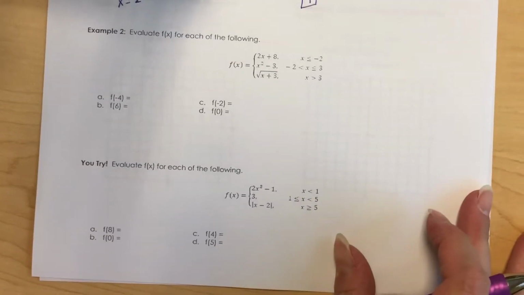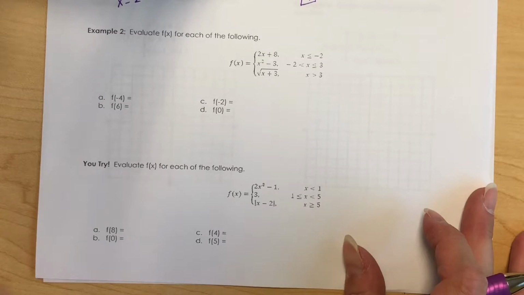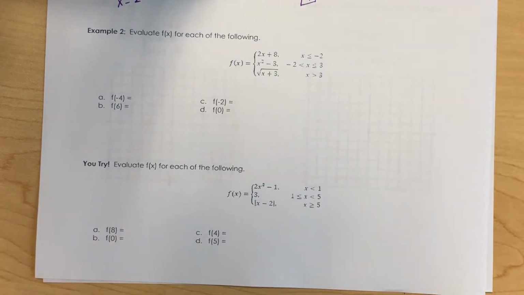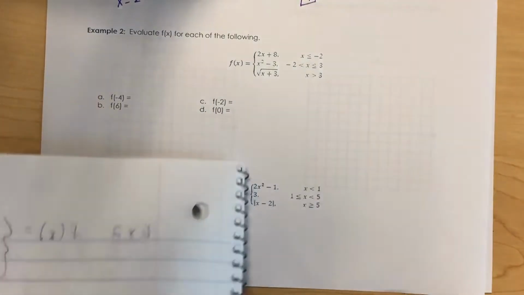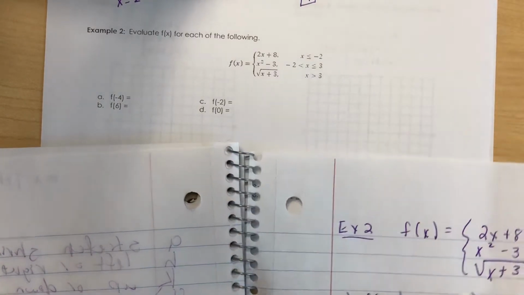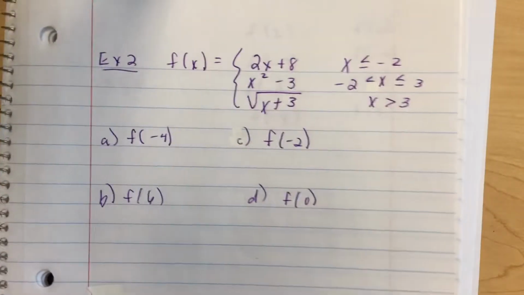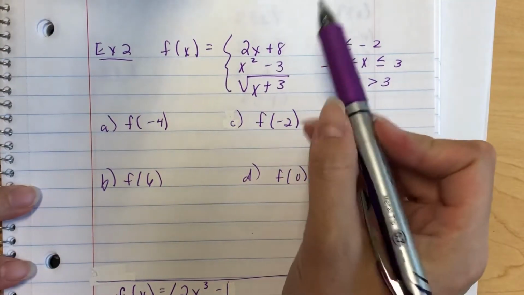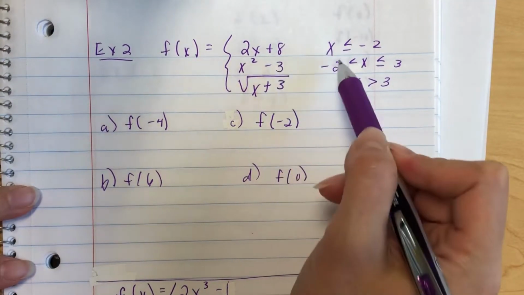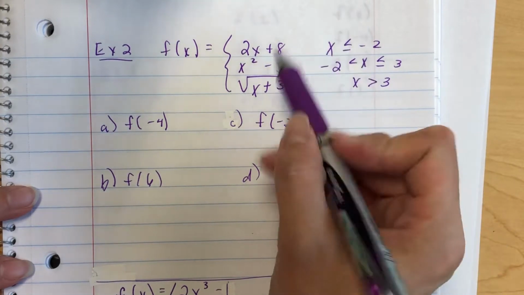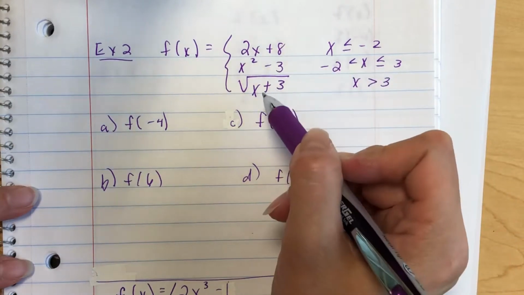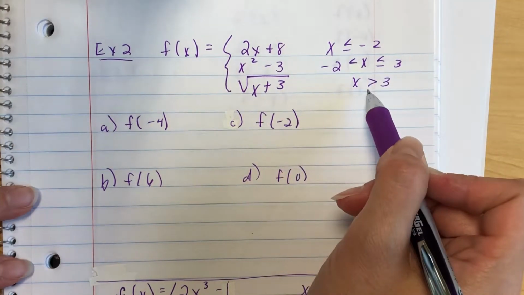Example 2. We're going to evaluate f of x for each of the following. Actually, I wrote this on a separate sheet of paper. It's a little hard to read on here. So for example 2, this is what we're doing. So our function is defined as 2x plus 8 when x is less than or equal to negative 2, x squared minus 3 if x is between negative 2 and 3, and it's the square root of x plus 3 if x is greater than 3.